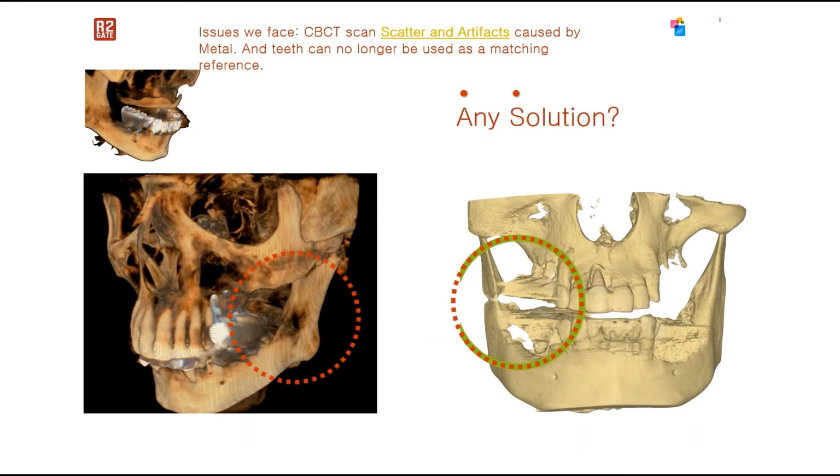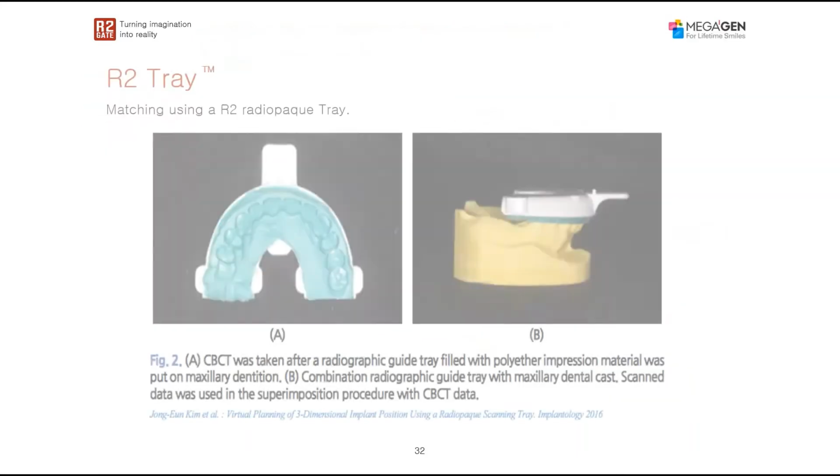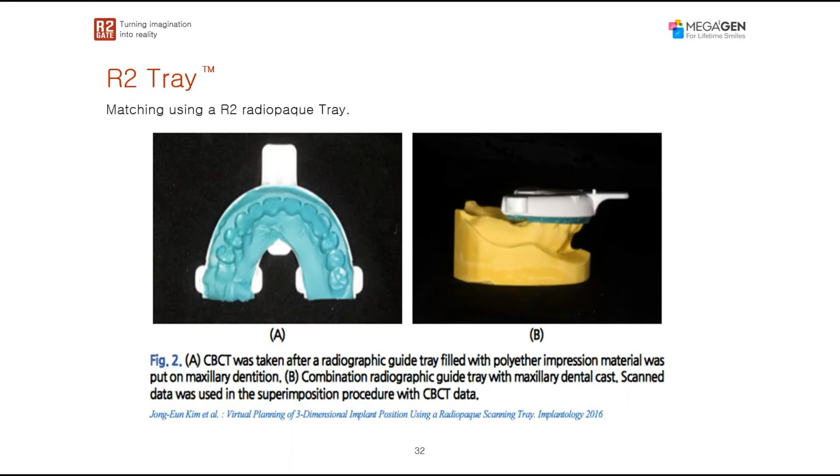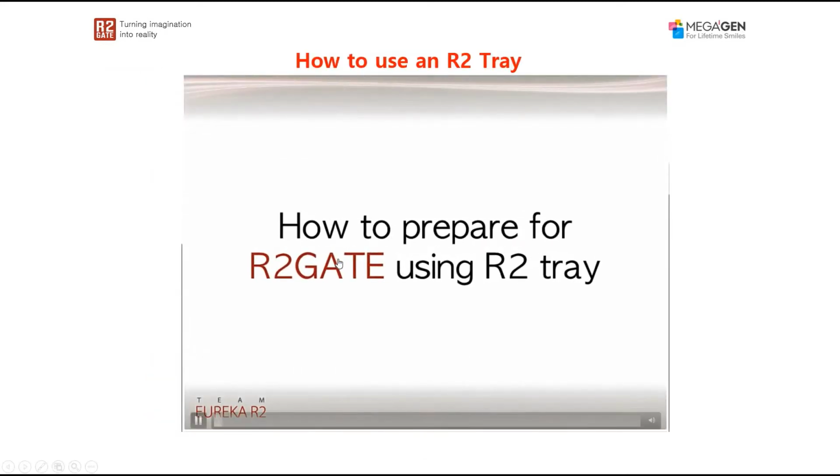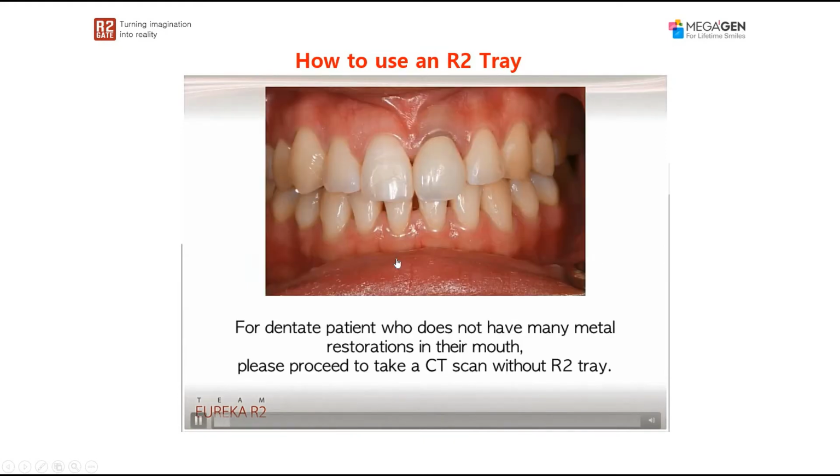For that, we actually came up with quite a new solution. So what we're using is what we call the R2 tray. And the R2 tray is basically a radiopaque tray that we have the patient wear while the patient is being CBCT scanned. So how do we really use and prepare the R2 tray?